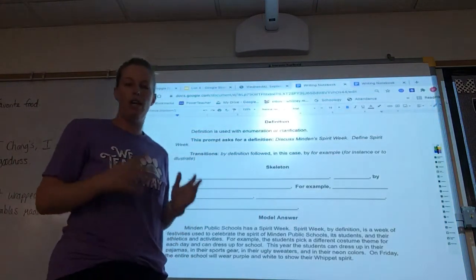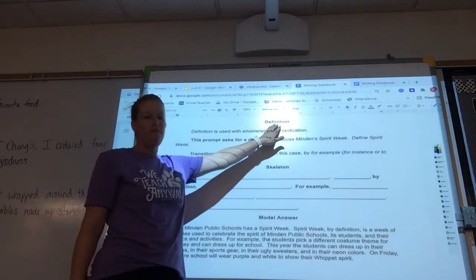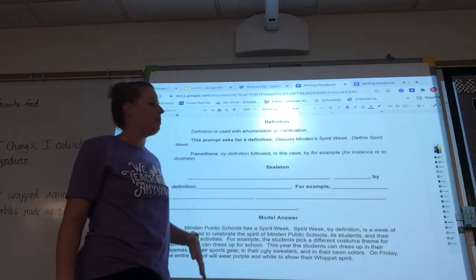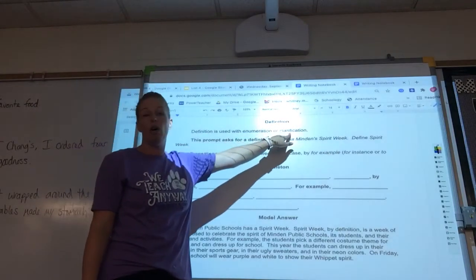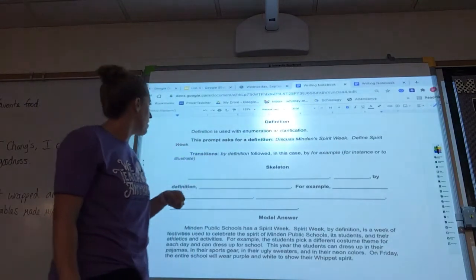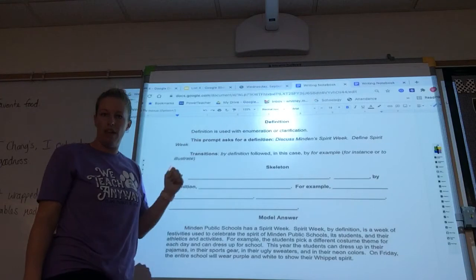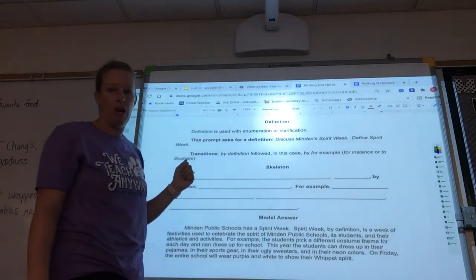Okay, now we are going to work on definition paragraphs. Definition paragraphs will never stand alone. They will always be used with either an enumeration, which you learned yesterday, or a clarification that we just went over. Let's go right into it, and then I'll explain a little bit more about how this paragraph is structured.